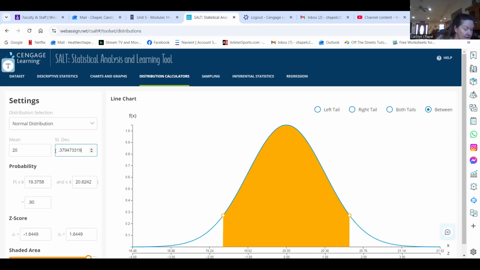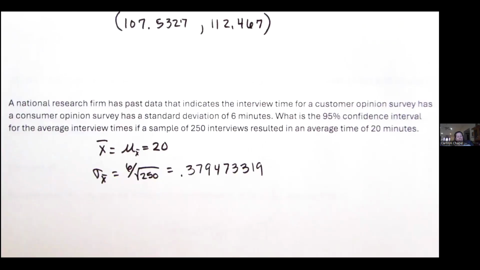473319. That's how many my calculator gave me. So that's the best I can do. And we are looking for a 95% confidence level. So we're going to change that 90 to a 95. And we get 19.2562 up to 20.7438. A lot of times we don't need all the decimals, but I'm going to just write them all down and make sure that we understand how this all works and what this means.